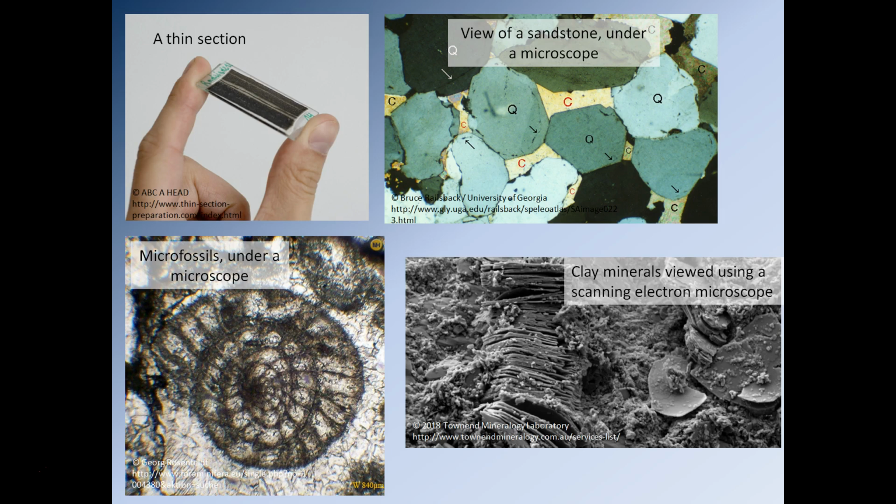In some cases we can go to even finer detail, and this is when we use things like a scanning electron microscope. This allows us to look at structures that are beyond the range of a microscopic analysis, and to see things like individual plates of clay minerals, which in some cases can be quite helpful to us. Most of the time not, but sometimes it can be.